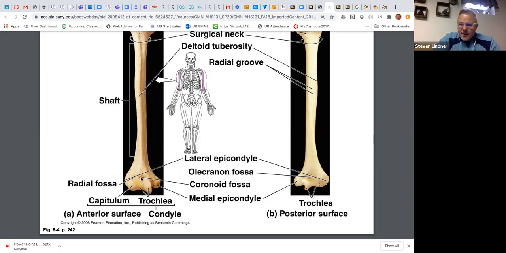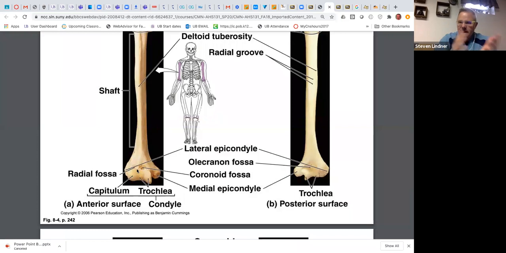Okay, on my other video, you will see me demonstrate using the bony model the significance of the radial fossa, the coronoid fossa, and the olecranon fossa on the posterior side. The radial fossa is this fossa on the distal end of the humerus where the head of the radius will articulate. The coronoid fossa is where the coronoid process of the proximal part of the ulna will attach. And then the olecranon fossa is for the olecranon process to articulate there.